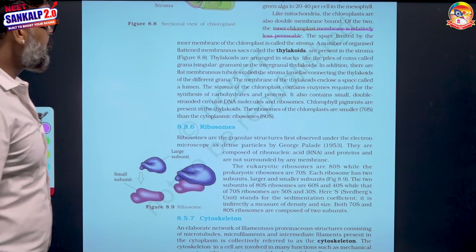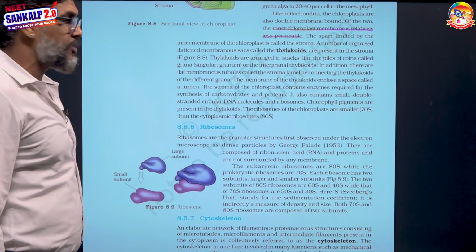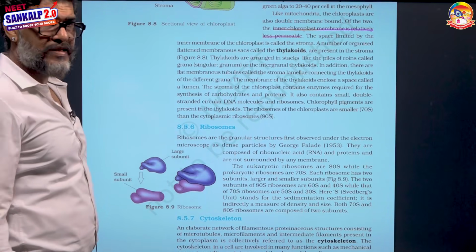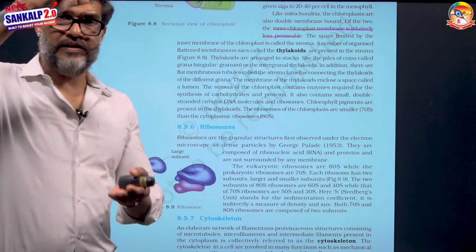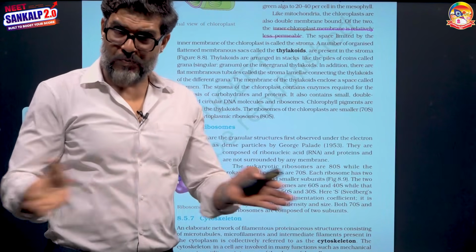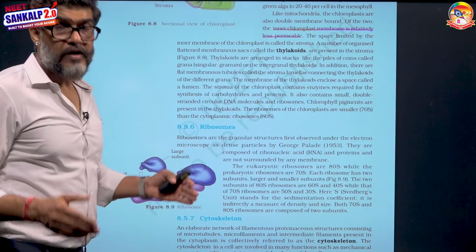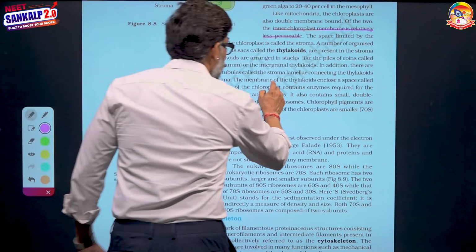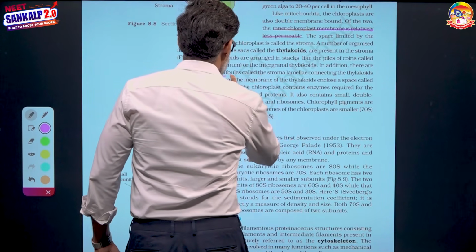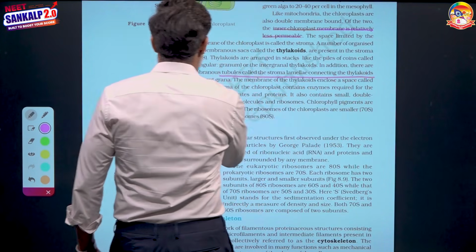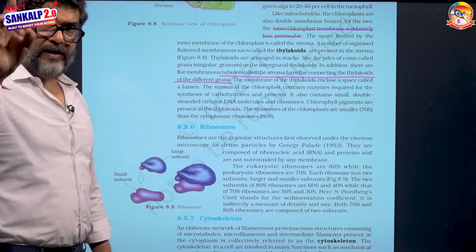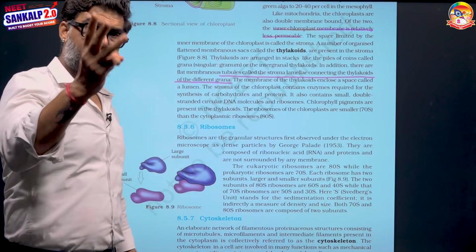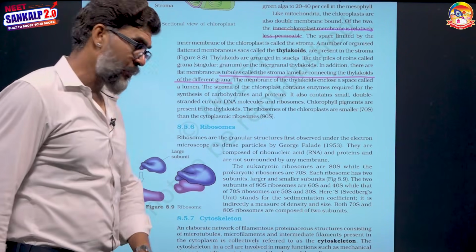The space limited by the inner membrane of the chloroplast is called stroma, and it has a number of organized flattened sac-like structures called thylakoids that may remain arranged in a stacked manner, so they form grana, or they may remain scattered, so they form intergrana. Some tube-like structures that connect the grana together are known as stroma lamellae. So stroma lamellae are tube-like structures connecting the thylakoids of different grana. So grana forming thylakoids, intergranal thylakoids and stroma lamellae are the three types of membrane bounded structures present in chloroplast.